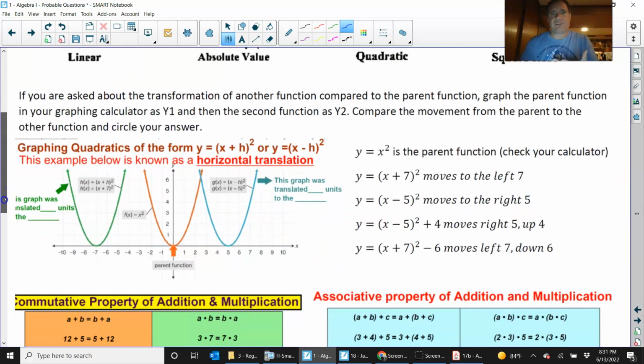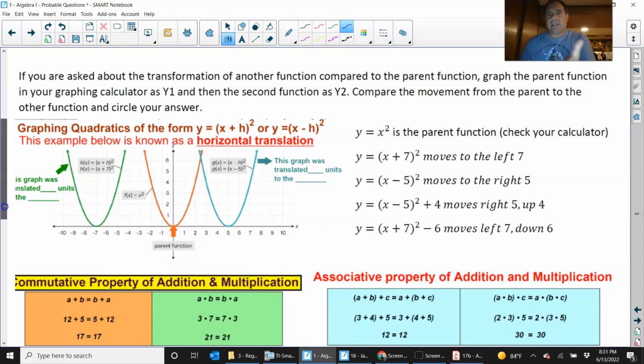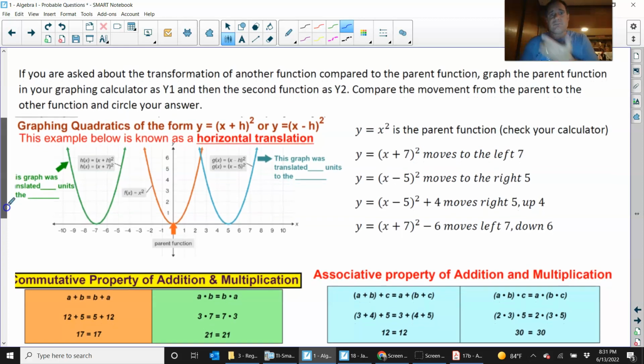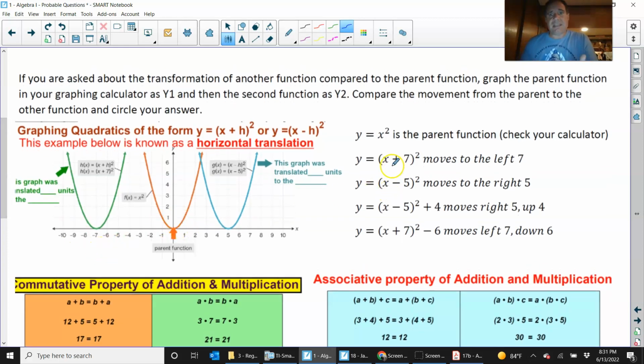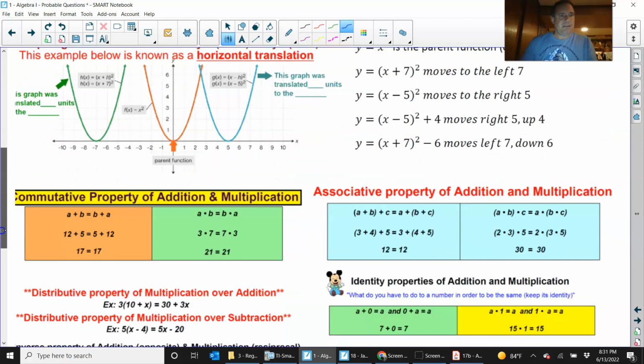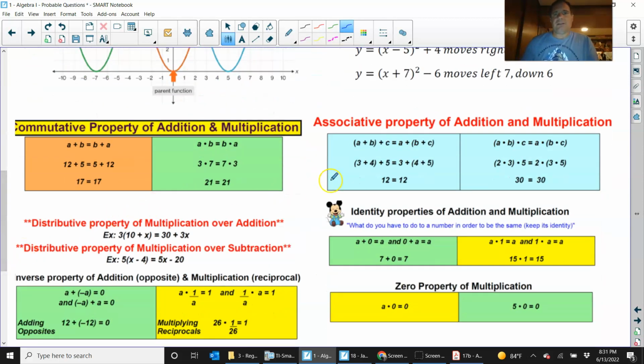So, if you're asked about the transformation, we know that any parent function is x squared. This is the parent function. Anything x plus 7 moves to the left 7. All right, even though it says plus 7, inside parentheses is opposite. Remember, kind of like the vertex is happening. X minus 5 squared moves to the right 5 from the parent. And that's it. Commutative property. These are all the properties that you have to kind of remember.